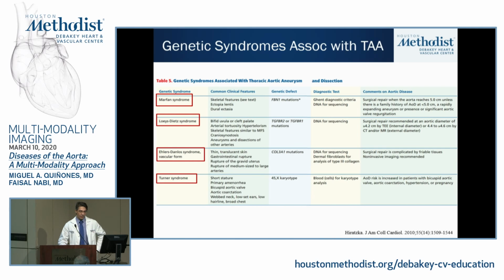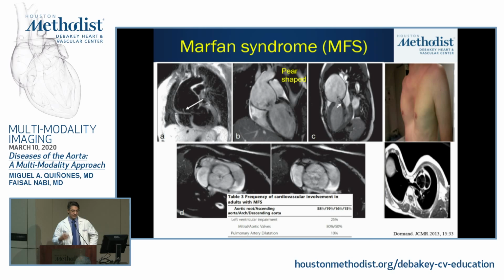Whenever we see ascending aortic aneurysms, it's important to know a little bit about the different imaging features of the more common genetic syndromes associated with thoracic aortic aneurysms. So here is an example of a patient with Marfan syndrome. Y'all have probably all seen one. These patients have pectus excavatum, and they'll have a pear-shaped aortic root and ascending aorta.